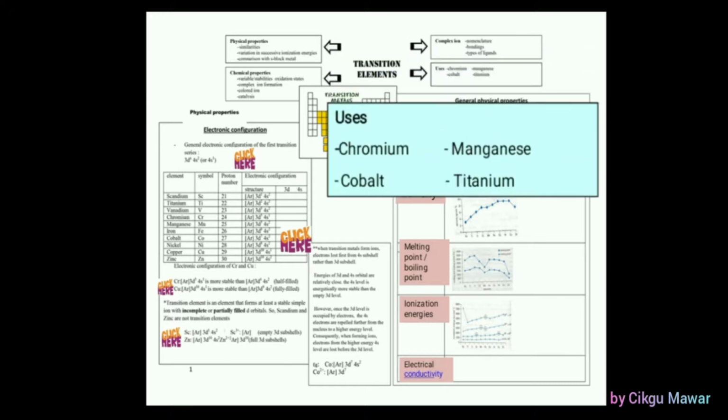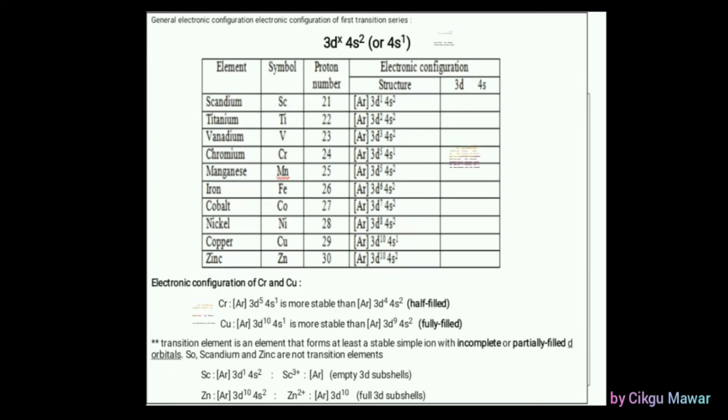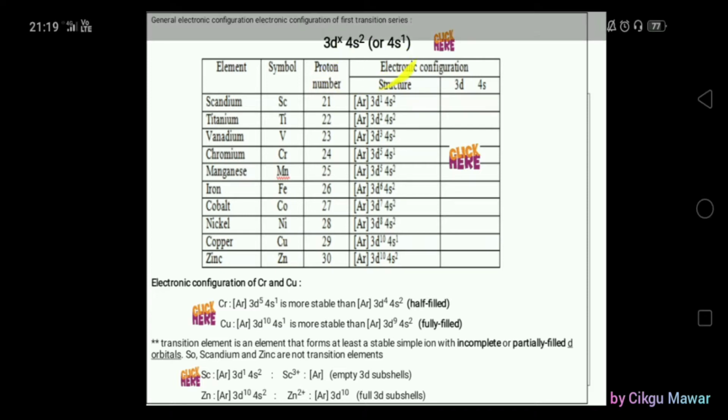For physical properties, I will show the electronic configuration of transition element. For the general electronic configuration, our first transition series is 3dx, 4s2 or 4s1, where x represents 1 until 10. So the balanced electronic configuration of first transition series is 3dx, 4s2.